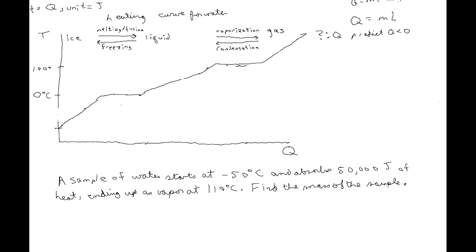Okay. Now this problem is related to the ones we did before, but it's also a little different. So let's see if we can figure out how to adapt our methods to try this. Give this a shot. A sample of water starts at negative 50 degrees C and absorbs 50,000 joules of heat, ending up as vapors at 110 degrees C. Find the mass of the sample. Yeah, but let's just say it starts at positive 50 degrees C. Not negative 50 here, but positive 50.